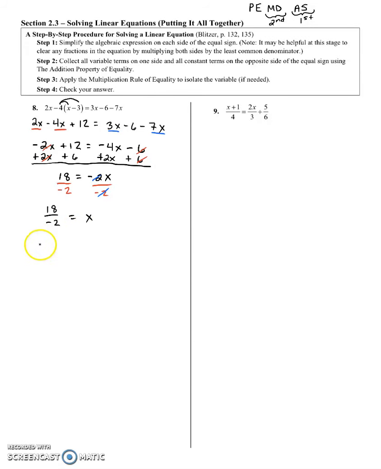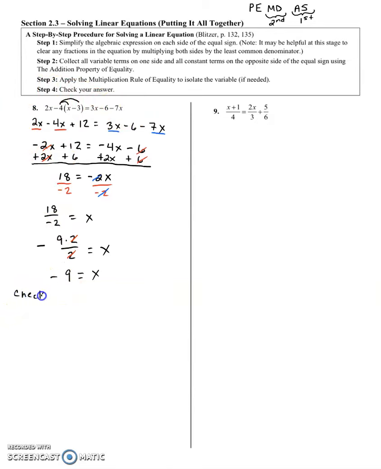So let's see. If we move the negative in front of the fraction, which we're allowed to do, 18 is 9 times 2 with a 2 in the denominator. The 2's cancel, and we're left with x is -9. Then we need to plug that back in and make sure it checks.